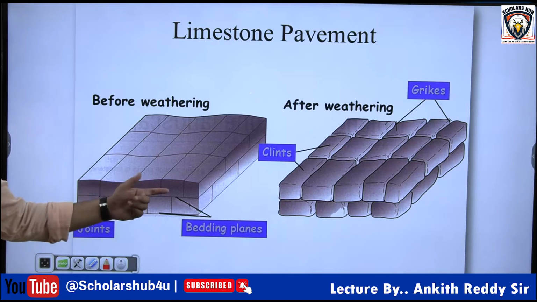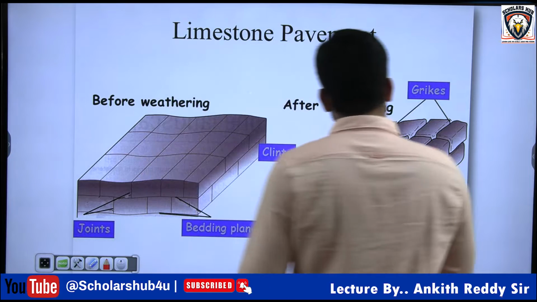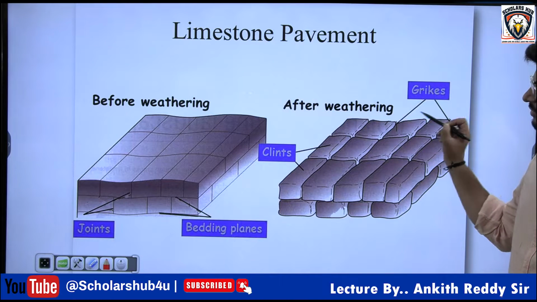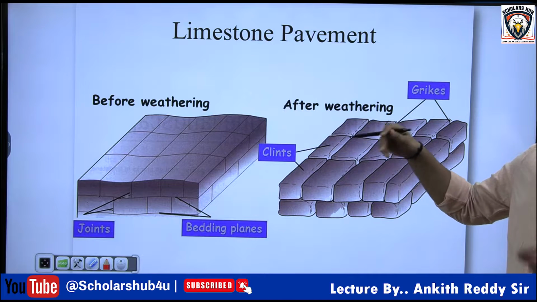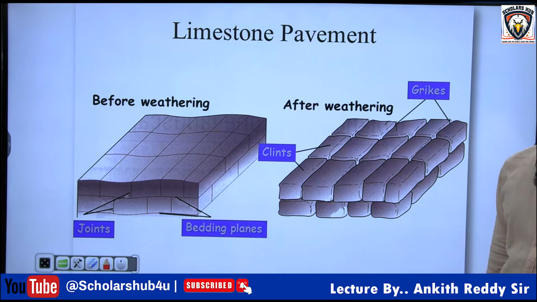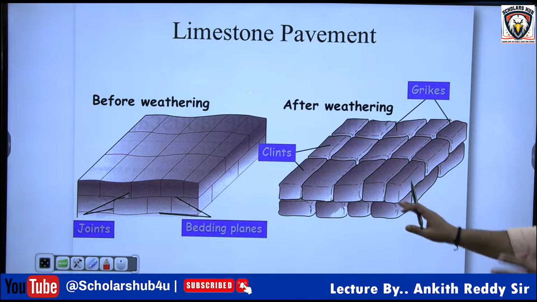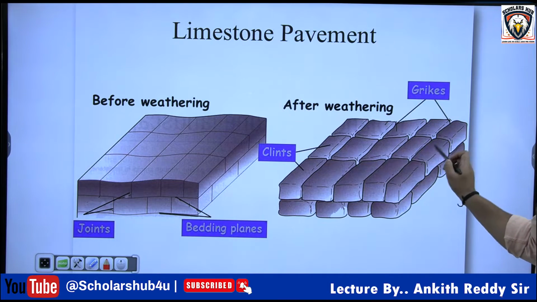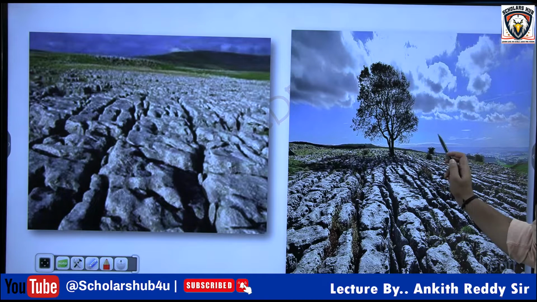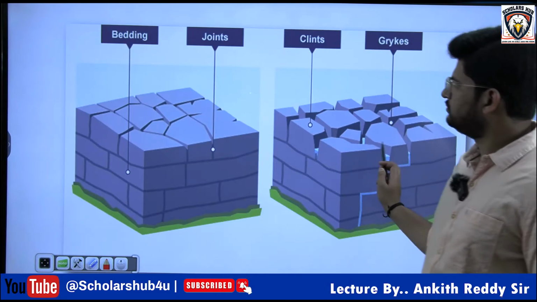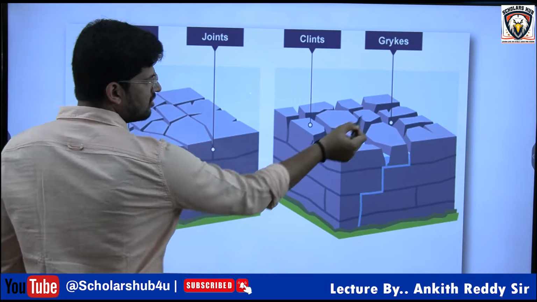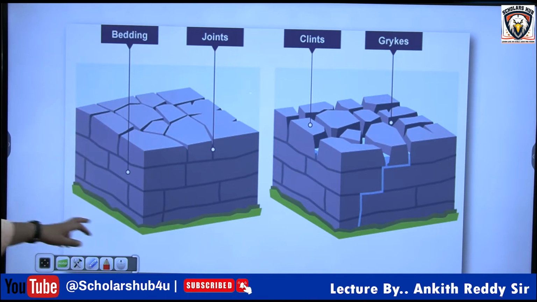Okay. So in general, you need not remember this, but yeah. The gaps here are called grikes. Okay, and the separated blocks are called clints. Anyways, you need not remember. Just remember that limestone pavement and lapis are erosional features in karst topography. You can see these are the clints, separated blocks, and the gaps are grikes.